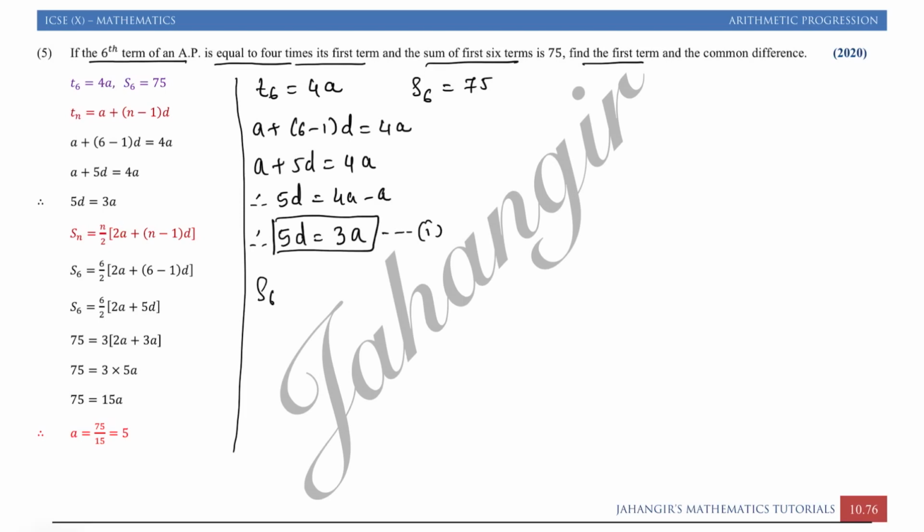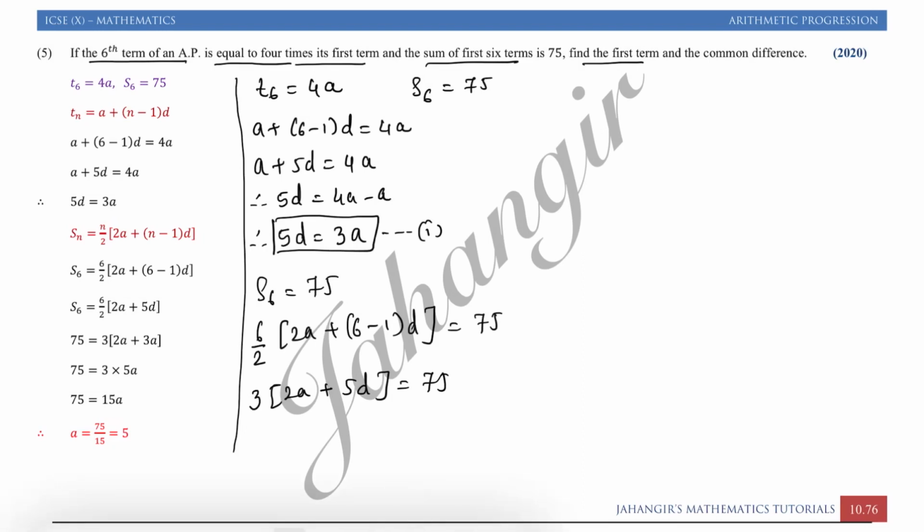Now S6 is given as 75. We can say 6 by 2 into 2A plus 6 minus 1 into D is equal to 75. This is the formula for Sn. 6 by 2 is 3. 2A plus 6 minus 1 is 5D, is equal to 75.